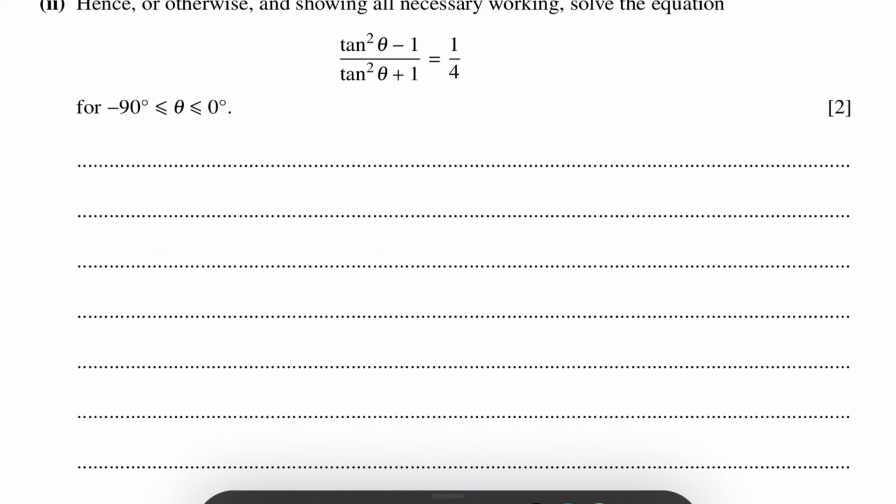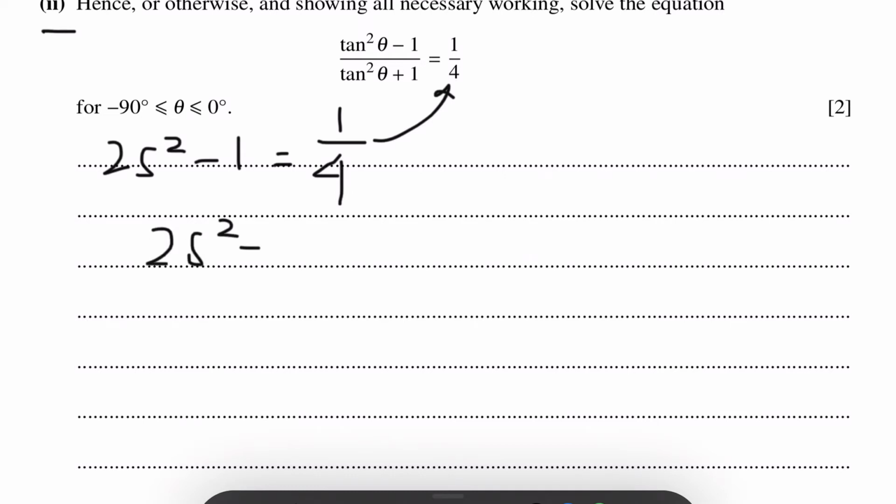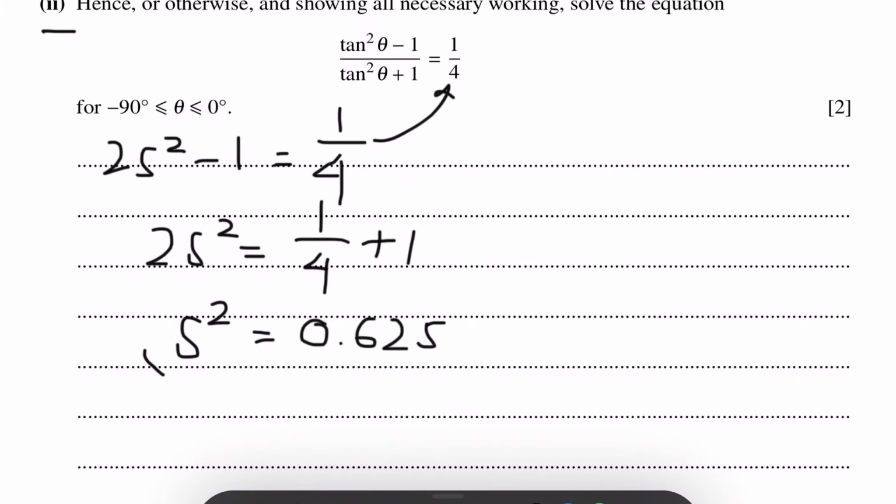For the second question, you can substitute the left-hand side of the equation with what you got earlier, which is 2 sine squared minus 1. This is equal to a quarter, just that. So 2 sine squared is equal to a quarter plus 1. So sine squared will be equal to 0.625.